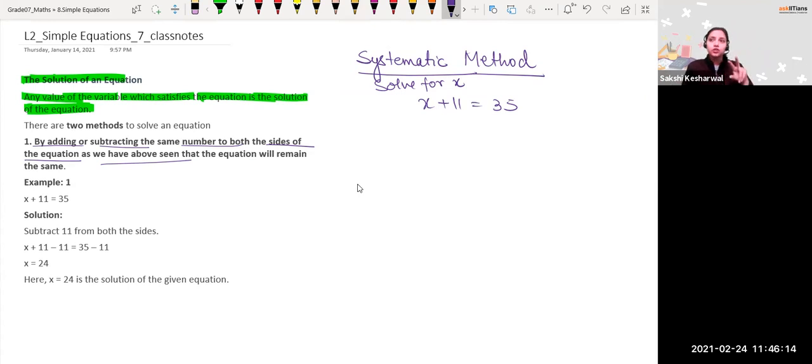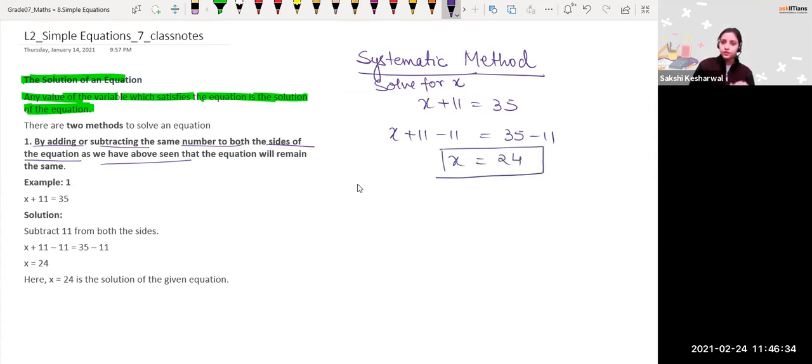You know that minus 11 plus 11 is equal to 0. So if you subtract 11 from both sides, I write x plus 11 minus 11 is equal to 35 minus 11. Plus 11 minus 11 is equal to 0, so x is equal to how much? 24. That's your answer. So x equals 24 is the solution, right?